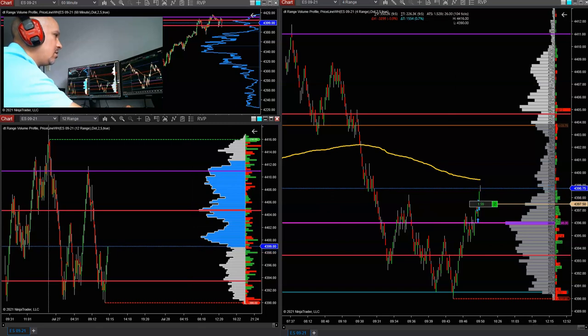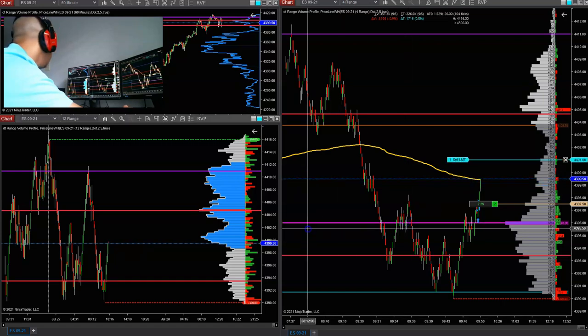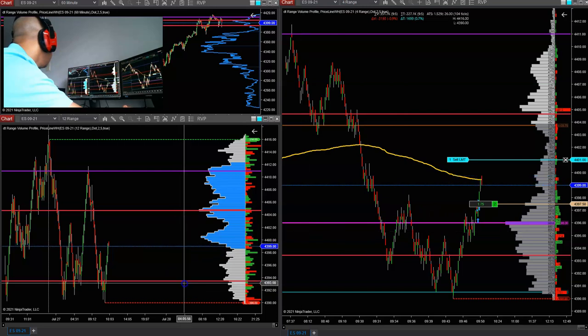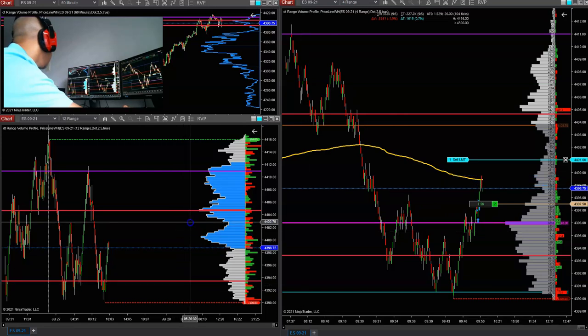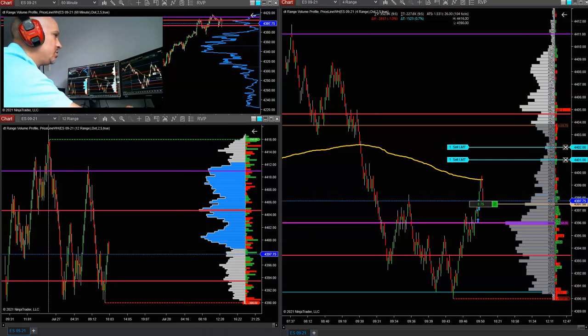This may be a long-winded trade today. We'll take one out at 4401 and possibly take our second one out around 4402. So hopefully we can get there.